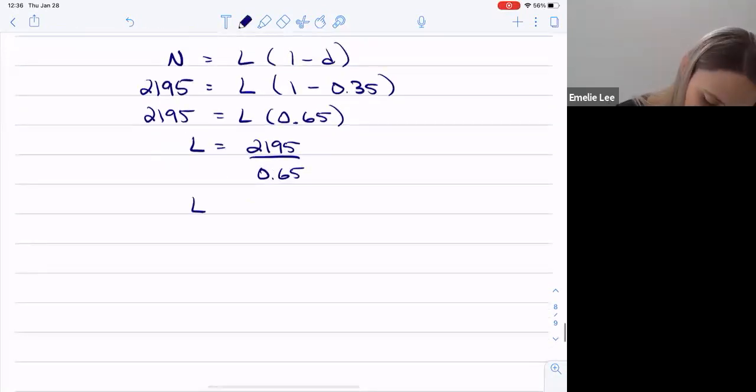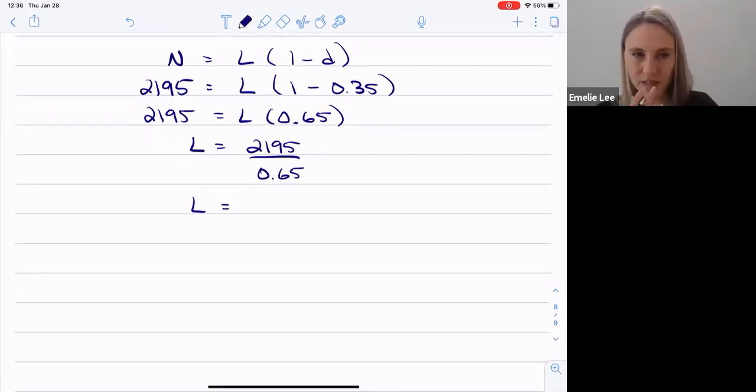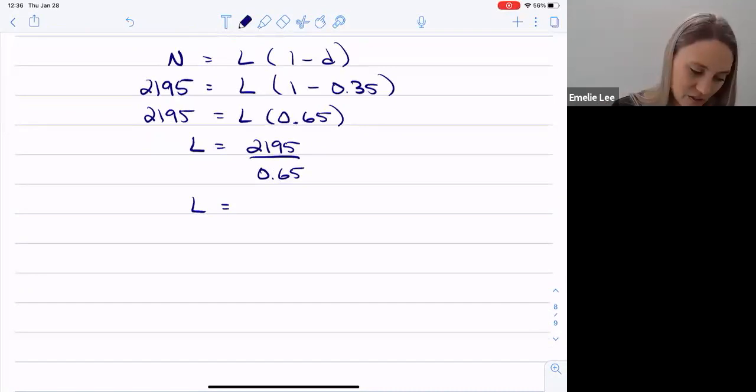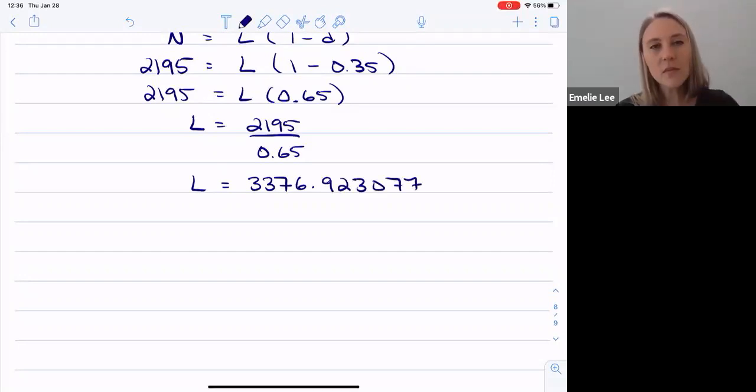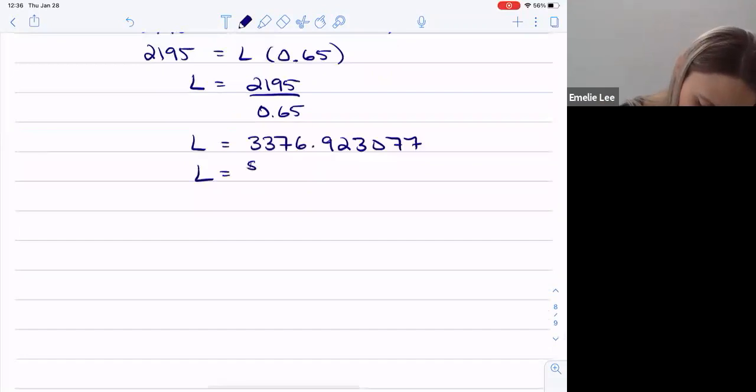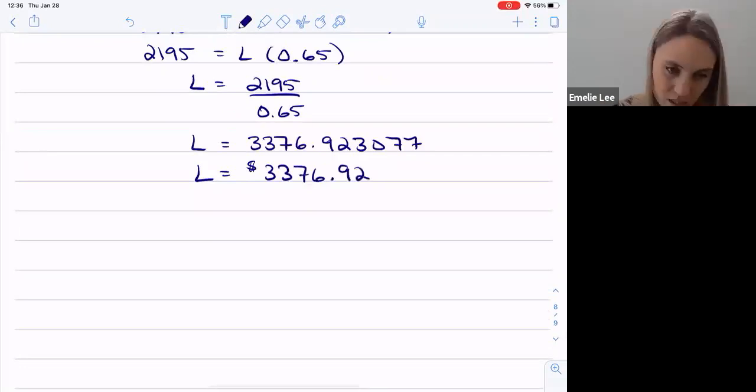The list price. Now what I want you to do is write out all your decimal places before you round, right? Just in case you're rounding incorrectly or just kind of copy things out wrong. So the list price without rounding is 3376.923077. The list price is money, so I'm allowed to round to 2 decimal places now. Right? So the list price must be $3,376.92.